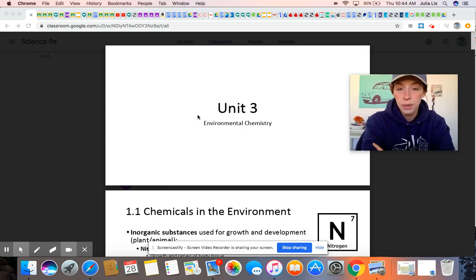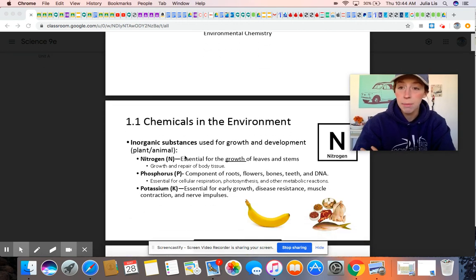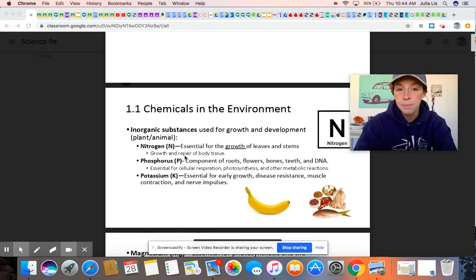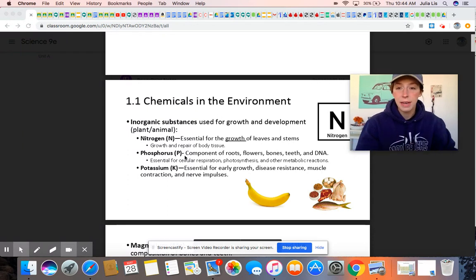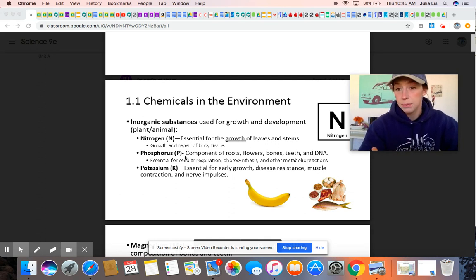Hey guys, so we're going to start Unit 3, Environmental Chemistry. The first part that we're going to talk about are chemicals that are found in our environment. The first set of chemicals that we're going to look at are inorganic substances. We need inorganic substances, you and I, as well as especially plants, in order to grow. And so they're essential for our development.